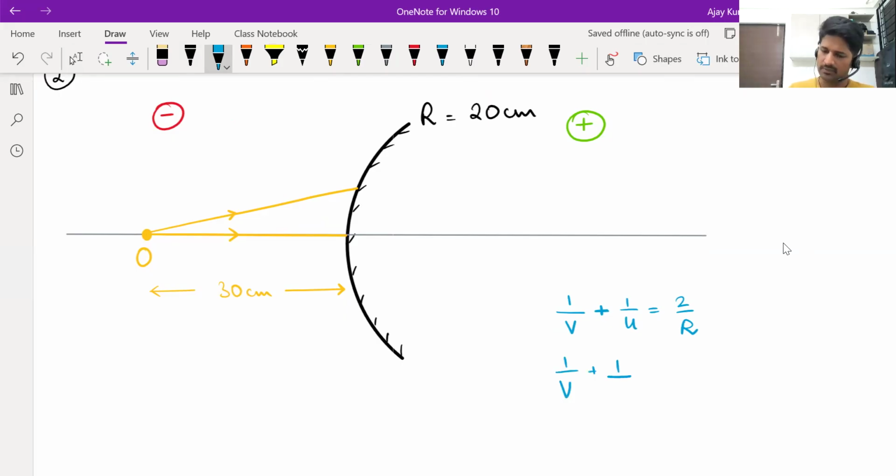1 by v, plus 1 by u. Object is in front of the mirror, front side. Okay. Pole to object, this is negative. So object distance should be taken as minus 30. Is equal to 2 divided by radius.